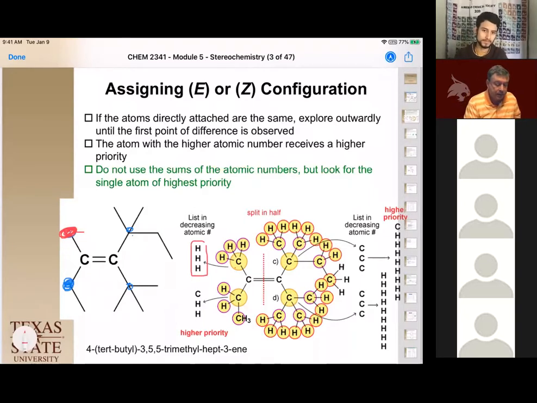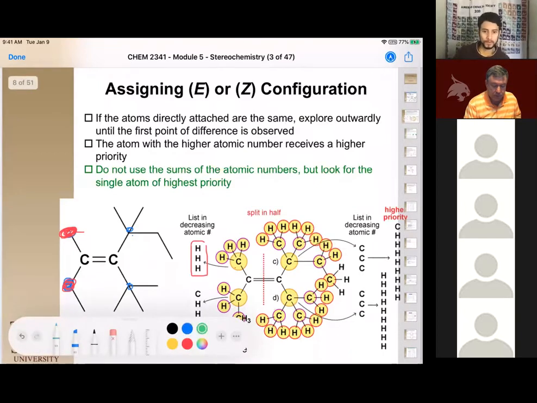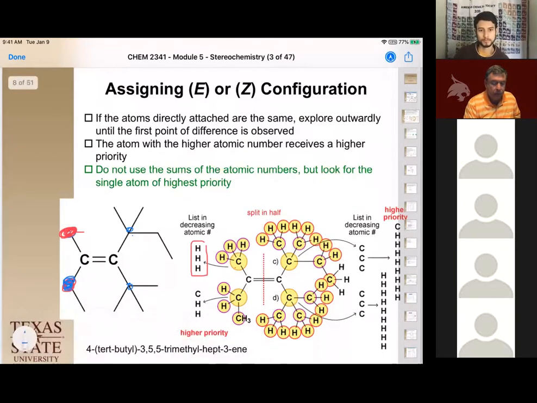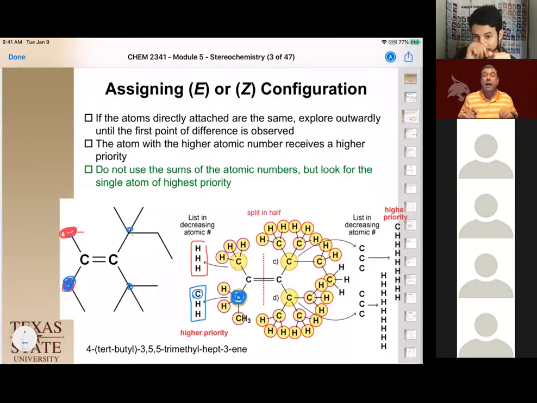Now let's look at this carbon here. Actually, let me change colors. Let me keep it blue here. So this carbon right here has 2 hydrogens on it, but it also has a carbon attached to it. So that means we have a carbon and 2 hydrogens attached to this carbon. So we've assigned that this one is higher priority than the other.